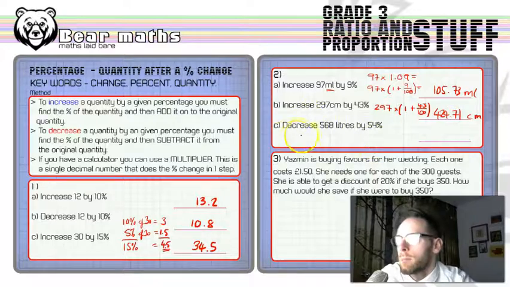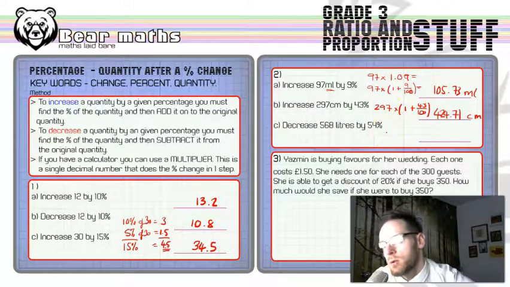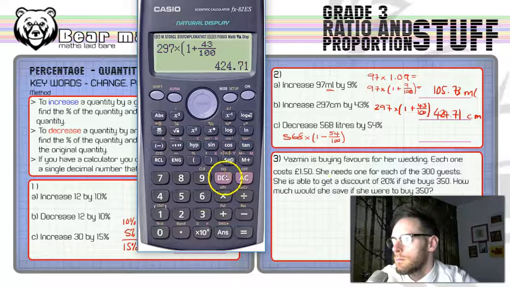And then the last one, we're decreasing. So the only thing that's changing in this formula here is the plus will turn into a minus. We're going to take it away. But I will show you the other way for this one as well. So you've got 568. You multiply it by 1 minus 54 out of 100. And this is what this method's a bit nicer for, really, is when you do the decrease, because it's easier to do, in my opinion.